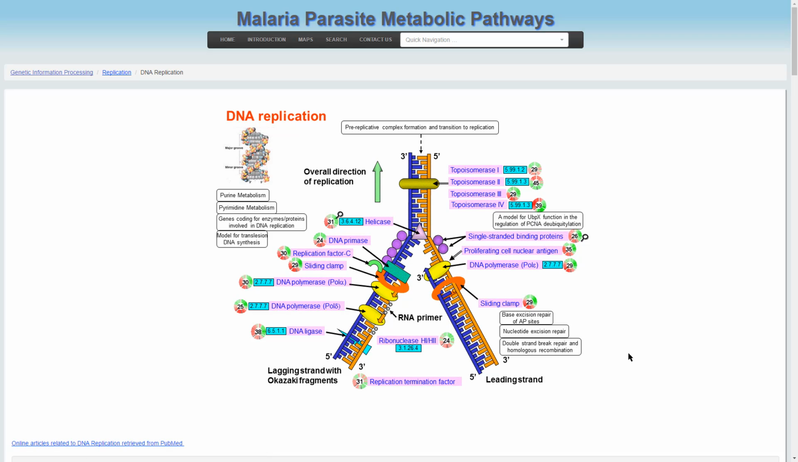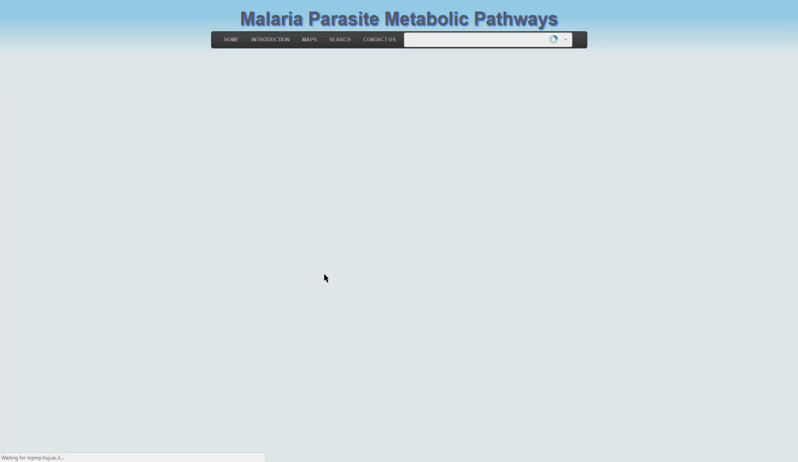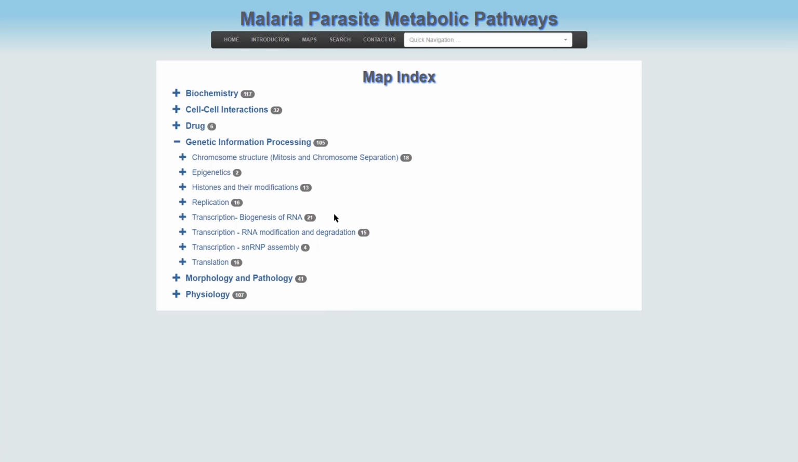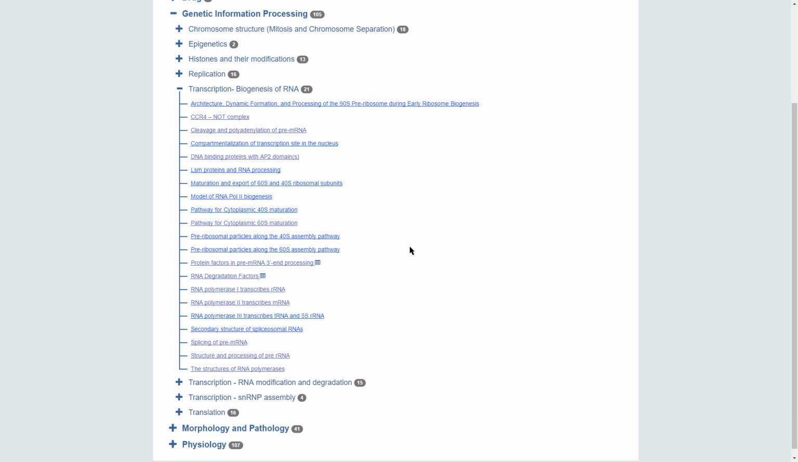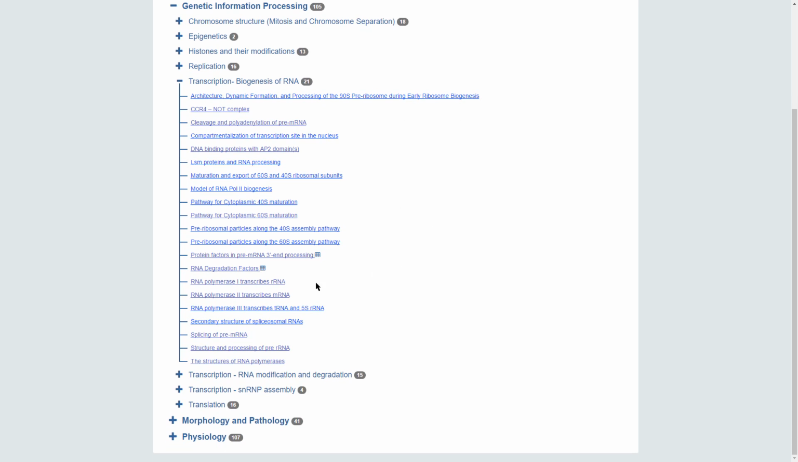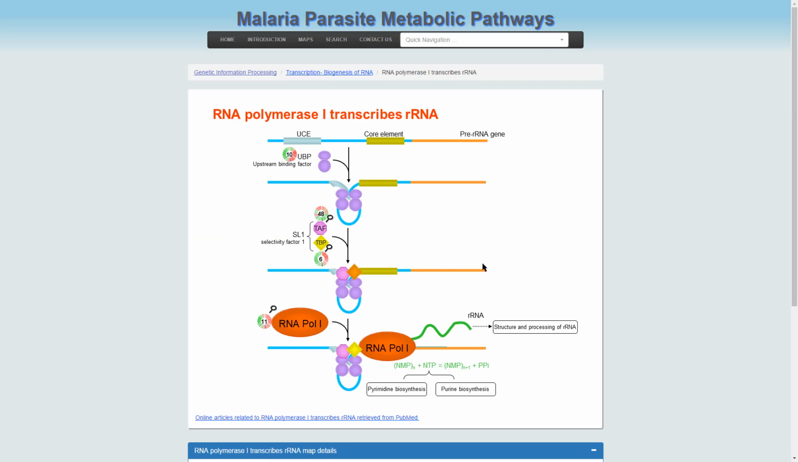of different modes. Now we go to transcription, and you see that this is subdivided into 3 different subcategories because it's a very intricate process. We go to here the biogenesis of RNA, and we can see here the information about the different polymerases.